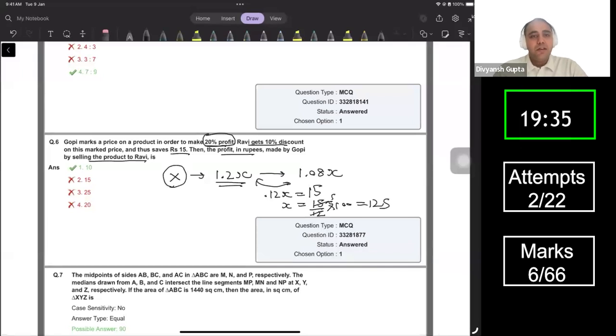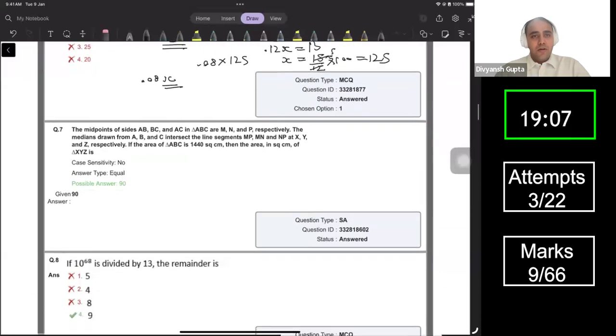Then what is the profit made by Gopi by selling the product to Ravi? So the profit that Gopi is making is, this is her cost price, this is her selling price. So the profit is selling price minus cost price, that is 0.08x. X value I have, 125. So I just need to find what is 0.08 into 125. That is going to be equal to 10. So 10 is your answer. We have three questions under our belt.